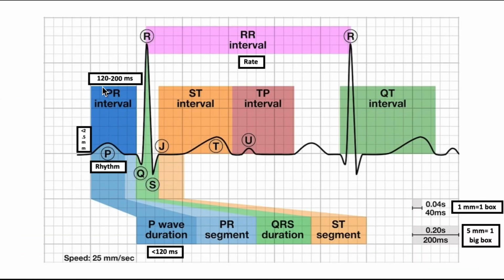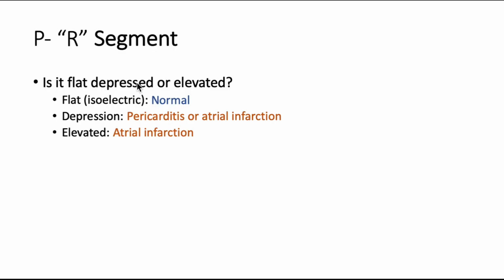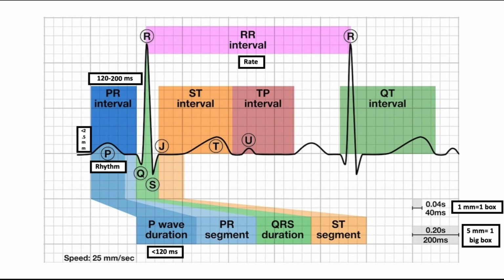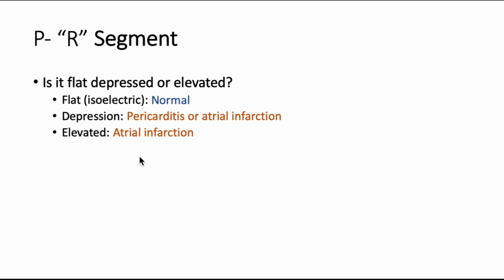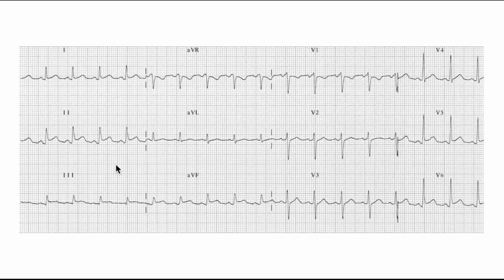So here I've got labeled the PR interval is 120 to 200 milliseconds. Now you're looking at the PR segment, which is different than the interval. The segment is actually this isoelectric line from the end of the P wave to the beginning of the QRS complex. We're trying to see, hey, is this normal, depressed, or is it elevated? So for example, this one's really hard to see, and honestly, PR segment depression is always really hard to see because it's hard to tell where the normal line is supposed to be.